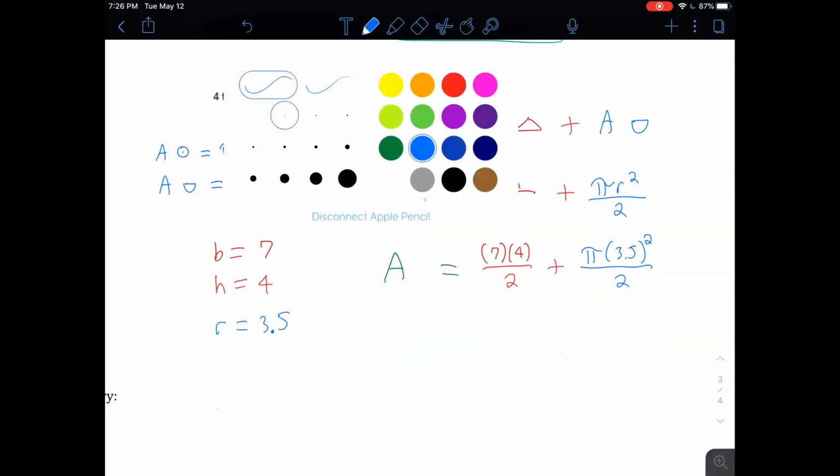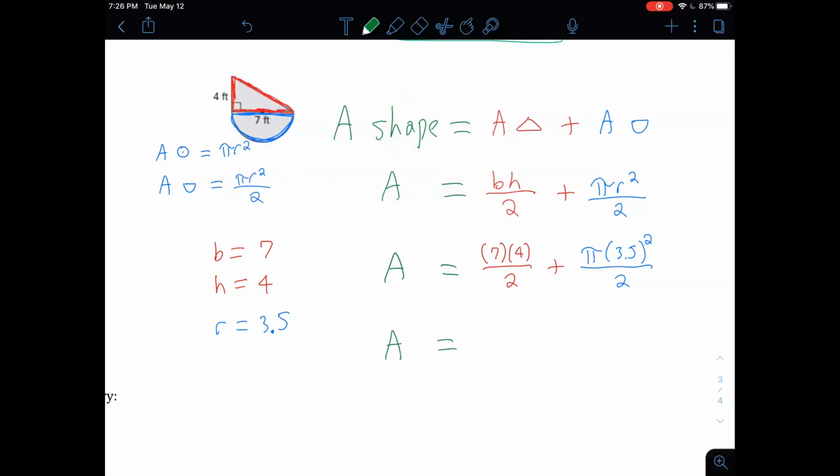So the area is going to equal, 7 times 4 is 28, divided by 2 is 14, plus, and then I would do pi times 3.5 squared, and then hit equals, and then divide by 2, okay? And once you do that, you should get, what is it? It's 19.24.